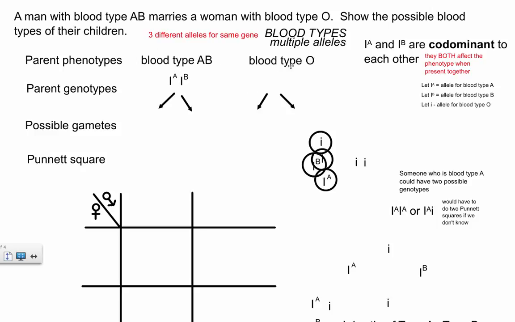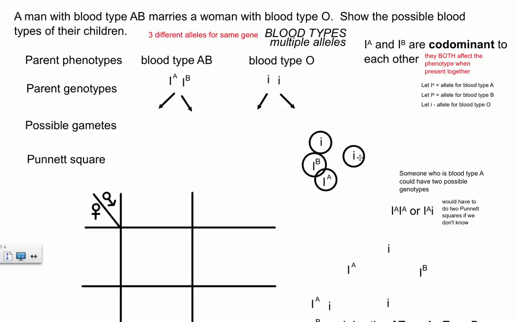So that's it. Blood type O, let me review here. Blood type O is caused by the allele little i, and that's recessive. So this has to be a little i and another little i. If there was an IB in here, this wouldn't be blood type O, because B is dominant, so this would be blood type B. So this blood type O parent has to have two little i's. Let me double check that. That's okay. IA IB, and blood type O can only be this. Fantastic. Now you just separate out the possible gametes.